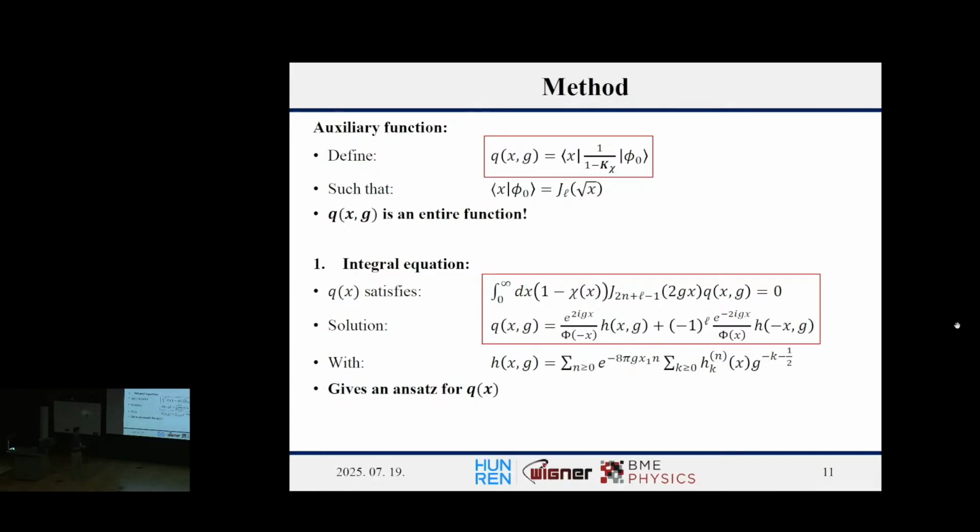The structure is quite important because you have some oscillating factors, and also this H(x,g). You don't know much about it, but you know that it is an infinite series of infinite series, going with the same exponential corrections as our determinant, and also going with powers of 1 over g. So if we can somehow determine these H_{KN} coefficients, that would be nice.